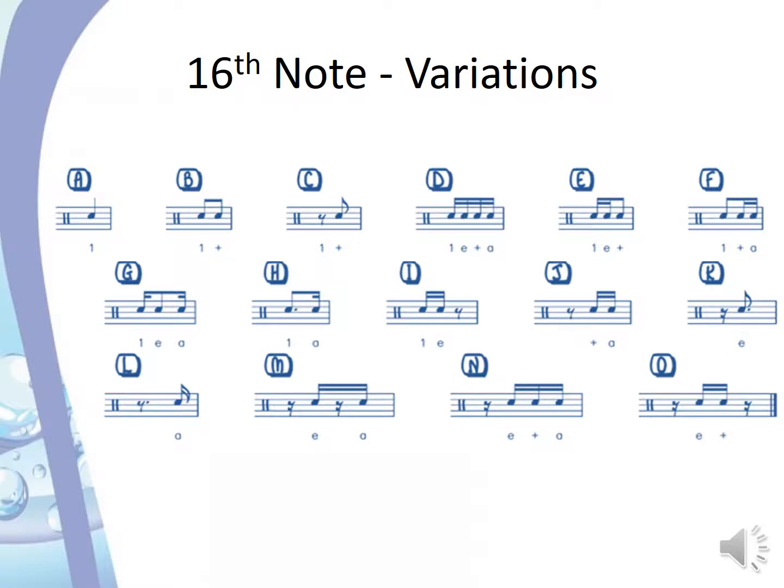With the addition of 16th notes, there are many variations now to show a single beat of music. Of these variations, the top row is the most common, with letters D, E, and F being found most prevalent in printed music.